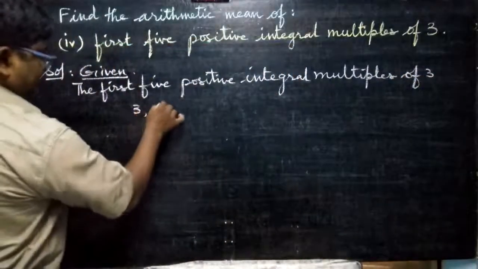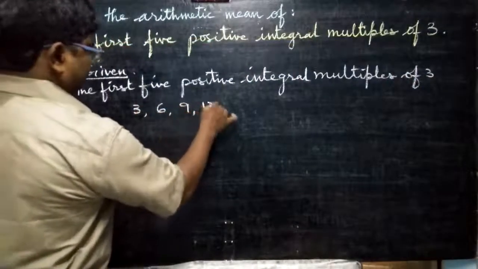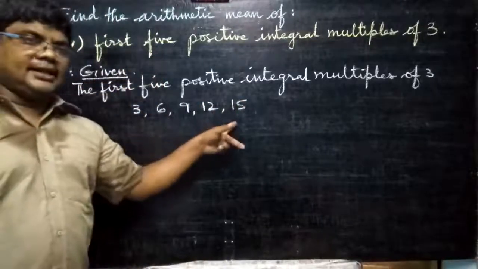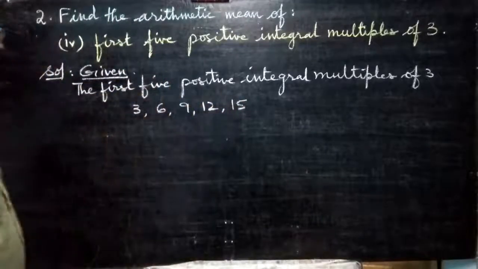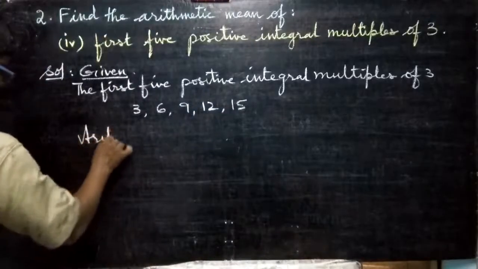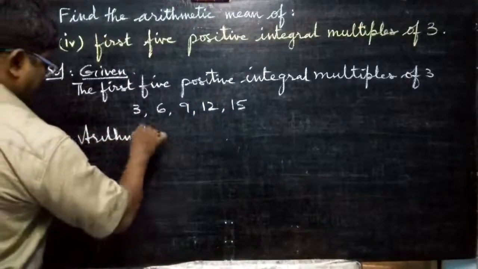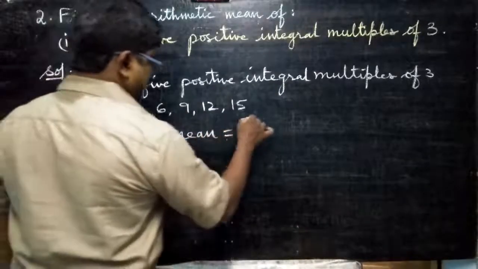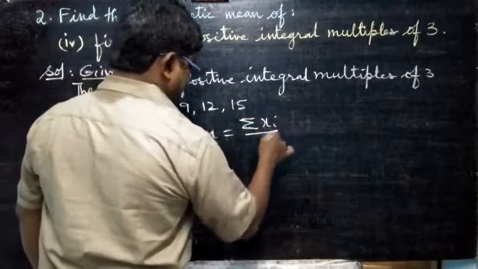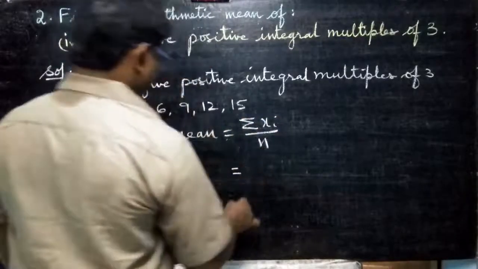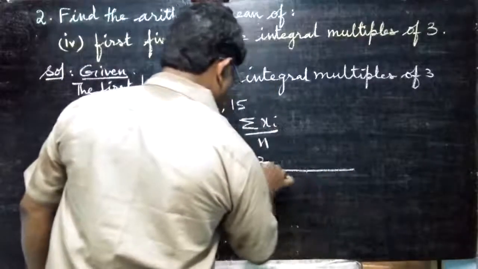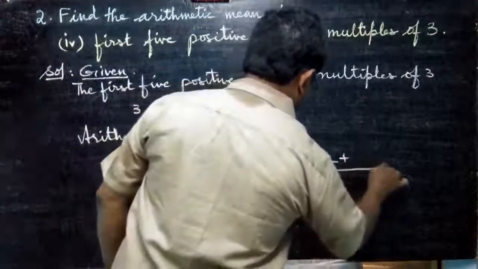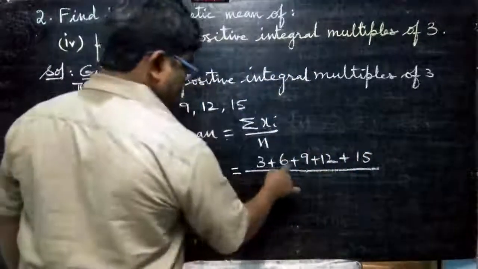3 ones are 3, 3 twos are 6, 3 threes are 9, 3 fours are 12, 3 fives are 15. They asked 5, so 5 you are writing. How many they asked? That many. Now they are asking to find arithmetic mean. Mean also you can write, no problem. Arithmetic mean formula sigma xi by n, that is equal to 3 plus 6 plus 9 plus 12 plus 15 by 1, 2, 3, 4, 5.